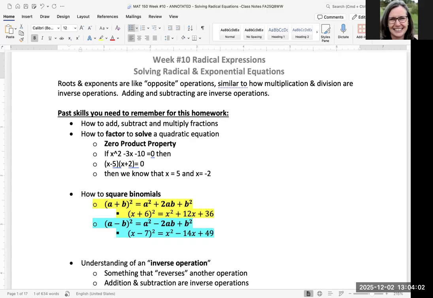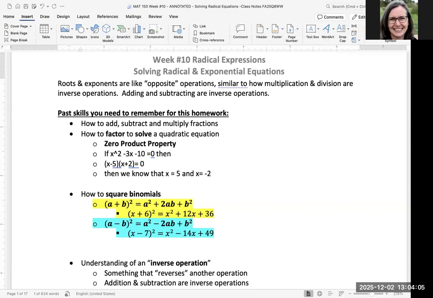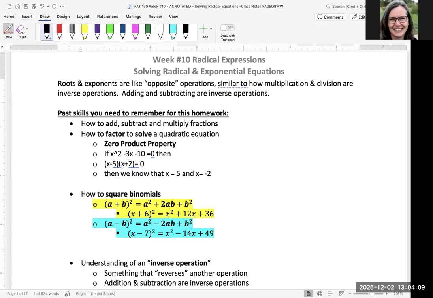Radical expressions, solving equations and simplifying expressions. Again, vocabulary review. When we solve, I'm asking you to tell me what value for x will make the original equation true.